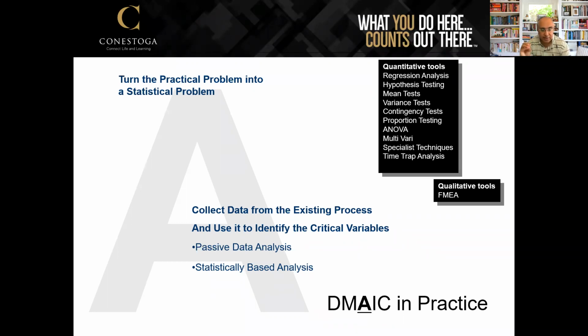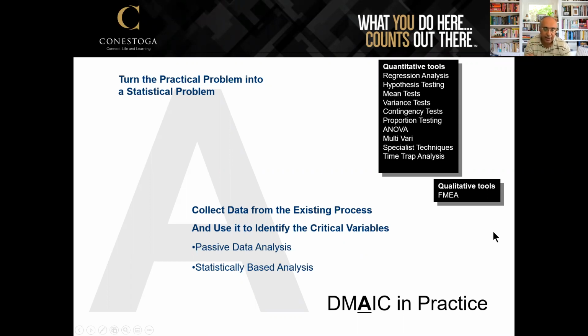So it's easier, but you have to understand, am I going to use regression analysis, hypothesis testing, mean testing, variance, ANOVA? Which one am I going to use? And in this course, we're only going to do 2 or 3 of those. We can't do all of them. It's a long process. And then the FMEA is the failure mode effects analysis. So those are also the tools.